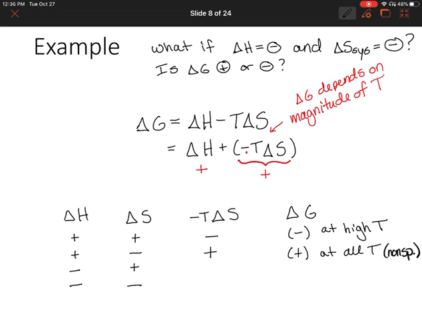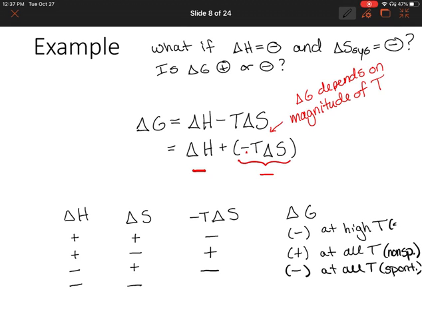Okay, so now let's look at our third scenario. We have a negative enthalpy and a positive entropy. So if entropy is positive, what is negative T delta S? Well, similar to our first scenario, this would be negative. So let's plug that in up above. So if we have a negative enthalpy and a negative T delta S, what is delta G? Negative. So this will be negative at all temperatures as well. So it's going to be spontaneous at all temperatures.